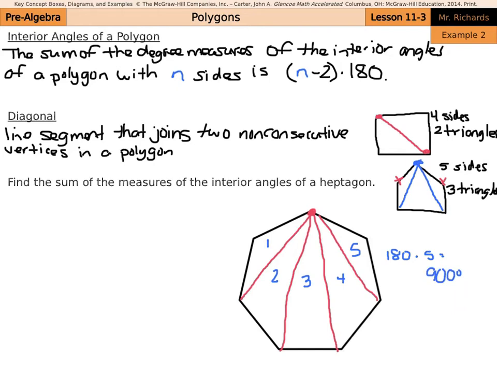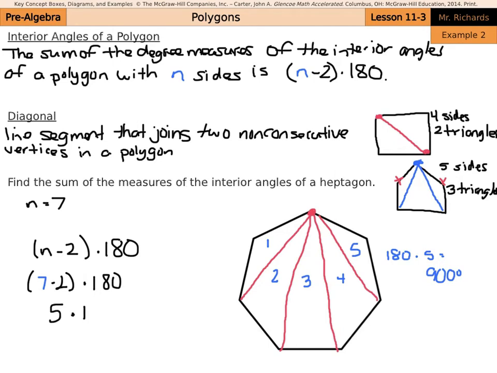Now say you didn't have the shape here. What you could use is our n minus 2 times 180. And this is what I'm going to encourage you to use with this lesson. The number of sides in a heptagon are 7. And so we'll substitute that 7 in for n, 7 minus 2 times 180. And notice, that just gets us the 5 times 180 again, which is 900 degrees.